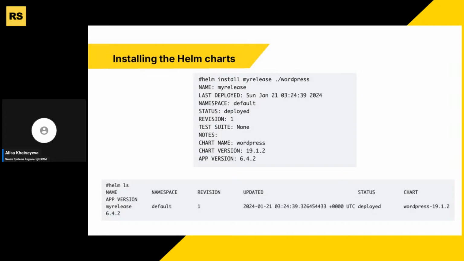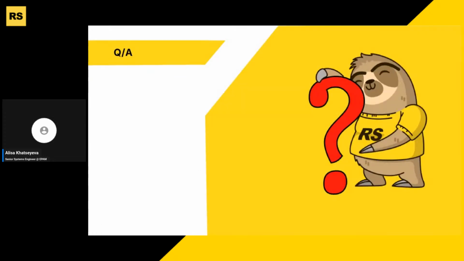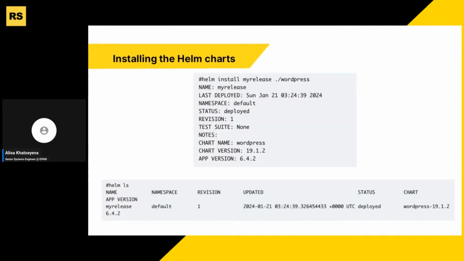Now let's check the deployment from the Kubernetes perspective using kubectl commands. It could be kubectl get deploy. After that, you'll see that my-release WordPress app is installed.